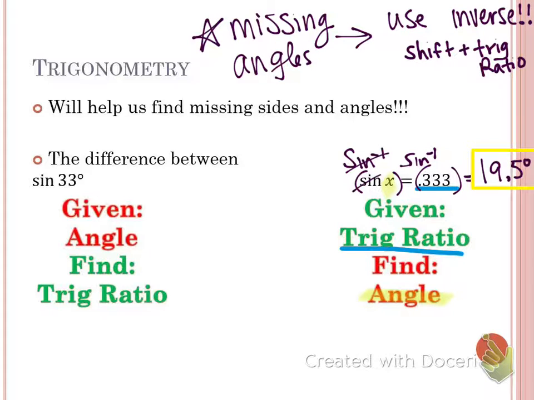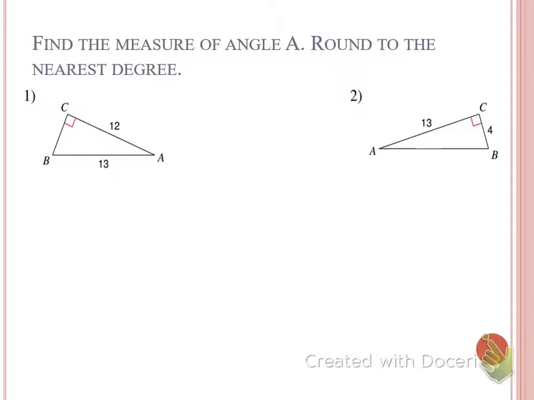All right, so we're going to use this information. Here, find the measure of angle A, round to the nearest tenth. Nope, no, I lied. Round to the nearest degree. So we want to find angle A. All we want is angle A. Can I use the Pythagorean theorem to find an angle? No. Have to use a trig ratio.